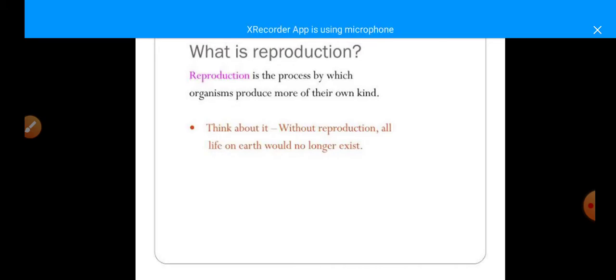Human beings will give birth to human beings. Plants will reproduce and we have more plants. You understand? Animals will reproduce and we have more animals. If not for reproduction, the world would have ended. But when living things give birth to their young ones, then there is continuity. The old ones will die. So reproduction is the process of giving birth or producing their own kind. It's part of the characteristics of living things.